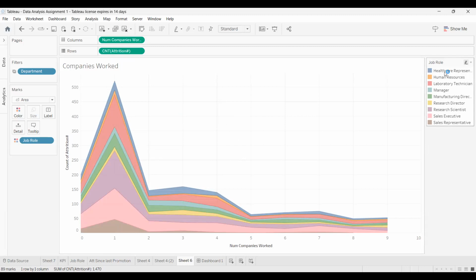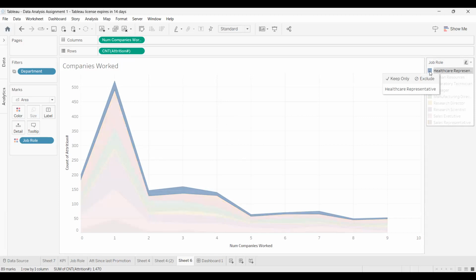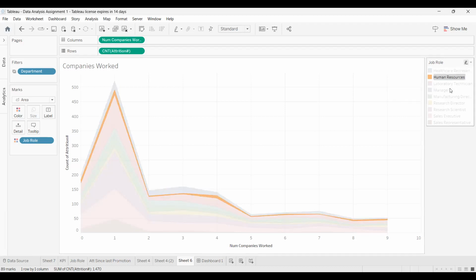Now you can see the job roles. If you look at the roles, maybe the healthcare representation, and we have the human resources. We have quite a number of departments here. It is showing the level of attrition. You can see the healthcare has a very high level of attrition, and they have only worked for one organization or one company before they started working for this particular company.